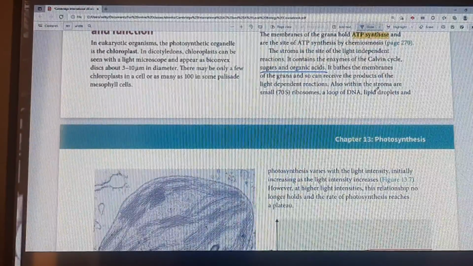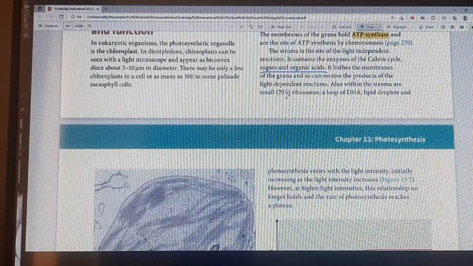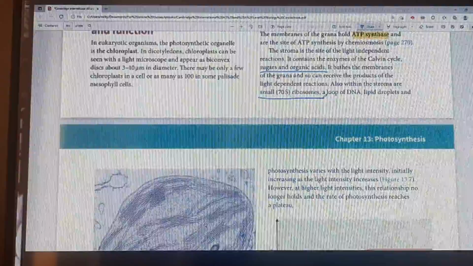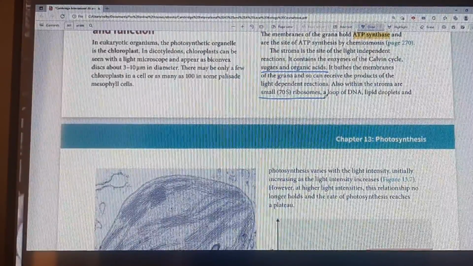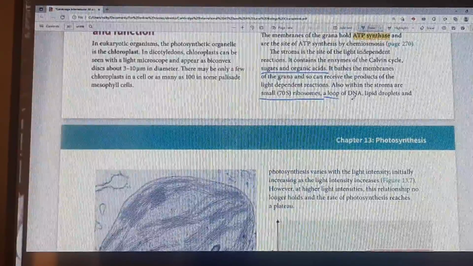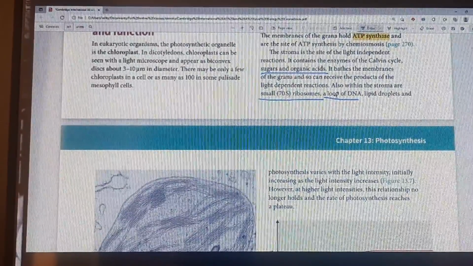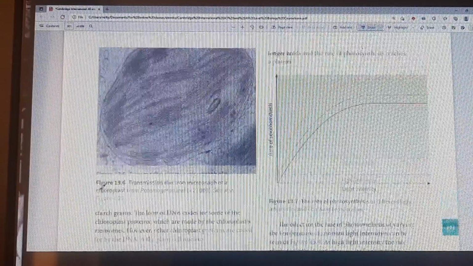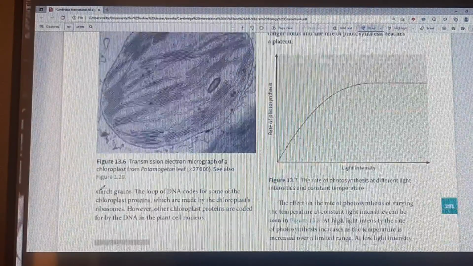And in the stroma also, we can find 70S ribosomes. Remember, chloroplasts were actually ancient prokaryotes, so they have their own ribosomes and a set of DNA, a loop of DNA. Here it means that the DNA is circular. Lipid droplets and starch grains.